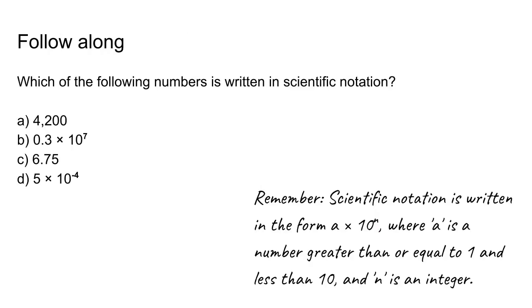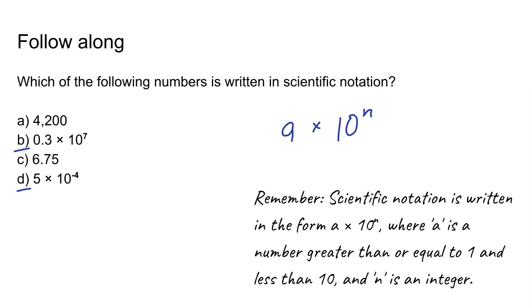Now follow along as I solve this problem. Which of the following numbers is written in scientific notation? Well, remember, scientific notation is written in the form a times 10 to the nth power, where a is a number greater than or equal to 1 and less than 10, and n is an integer. So looking at my options, it's either going to be B or D.